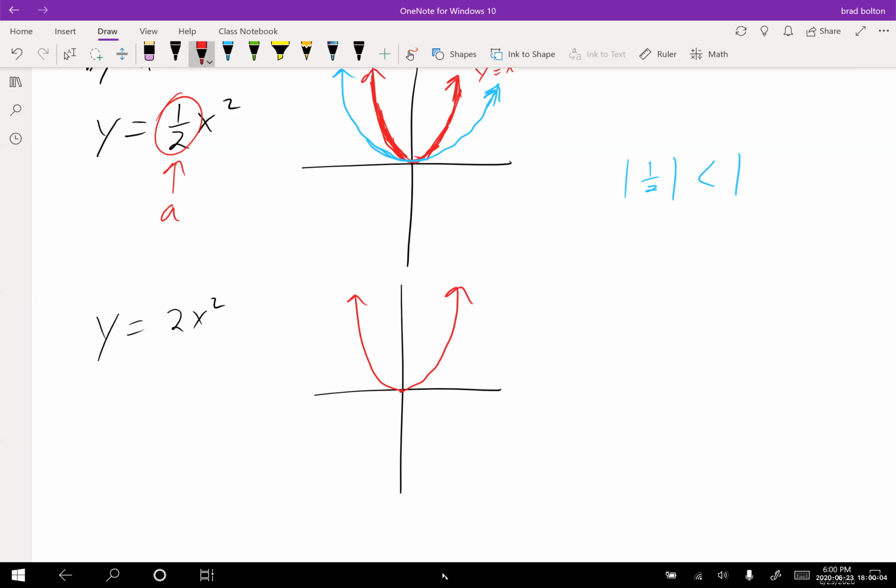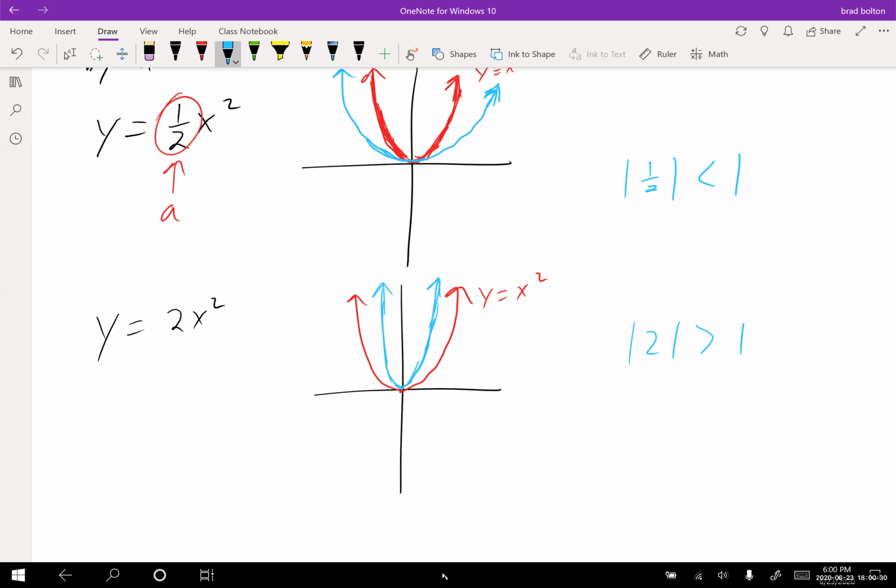Okay, so we have that. That's y equals x squared. So then I'm going to now, because I have the absolute value of 2 is greater than 1, that means that I now am going to stretch it. So it becomes a skinnier, narrower parabola. Okay, so that's how you can adjust that.